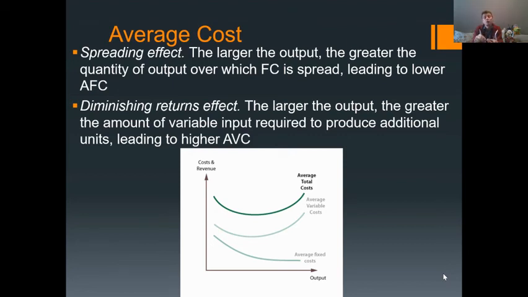Now, if you're wondering why the AVC is downward sloping at first, that's because of the same reason why your marginal cost is downward sloping at first. It's just that short time of increasing marginal returns. So you do need to know these two effects and why the curves are shaped the way they are. That is an important part of this unit, and it does show up frequently on the AP test.